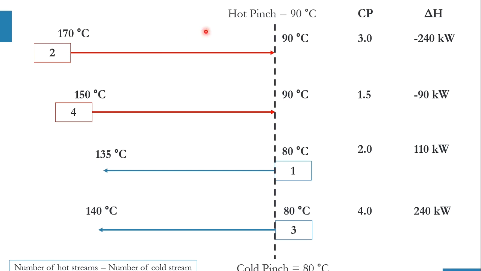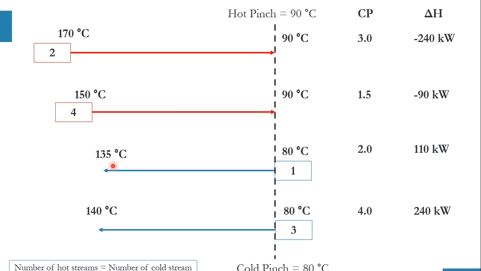As you can see, this is the system which is above pinch. The number of hot streams is equal to the number of cold streams. The rule is satisfied. This is the hot stream, 170 to 90 degrees centigrade. Cp value is 3. 90 minus 170 is minus 80, multiplied by 3 is minus 240. Similarly, 150 to 90 degrees centigrade: 90 minus 150 is minus 60, multiplied by 1.5 is minus 90 kilowatt.